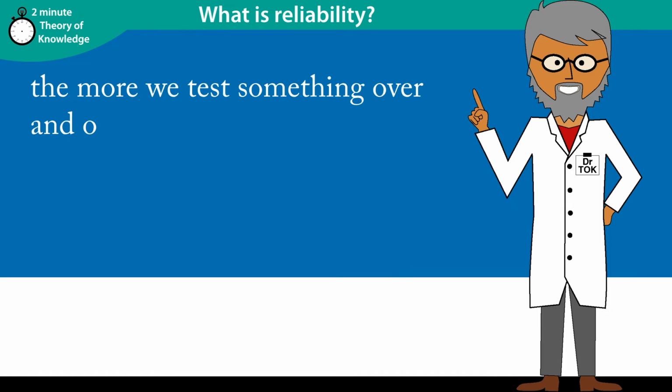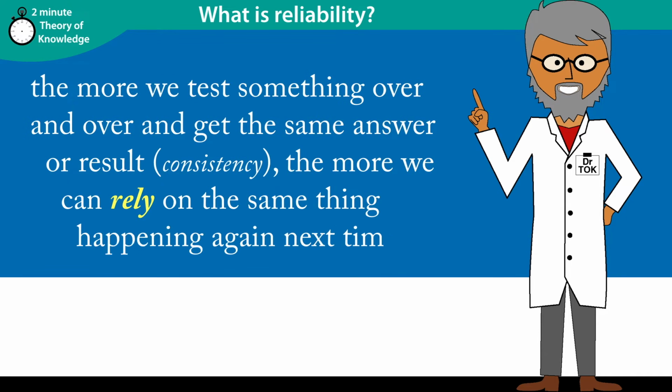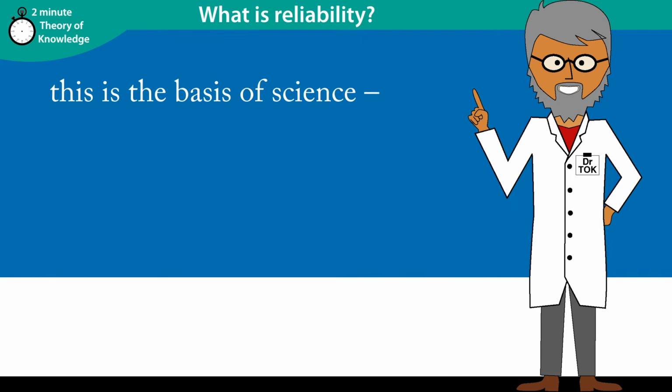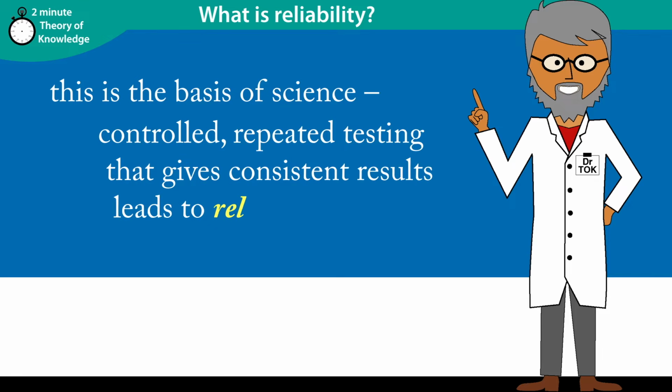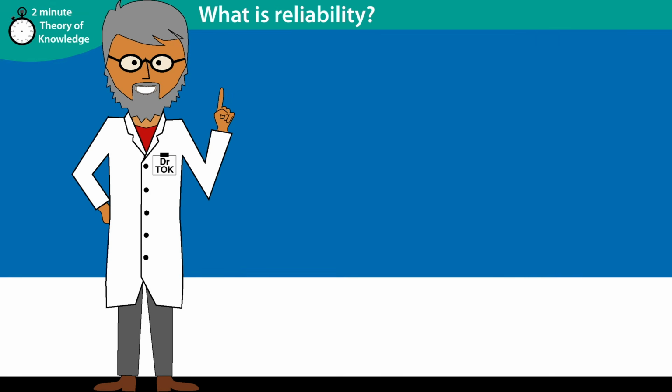The more we test something over and over and get the same answer or result, the more we can rely on the same thing happening again next time. And this is the basis of science. Controlled, repeated testing that gives consistent results leads to what is considered reliable scientific knowledge.